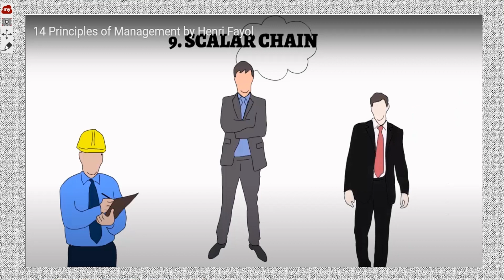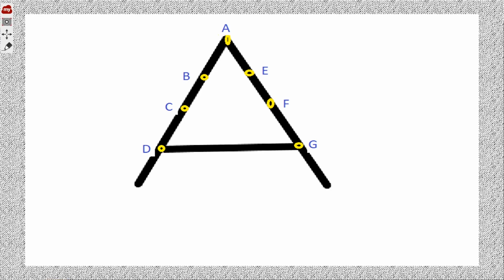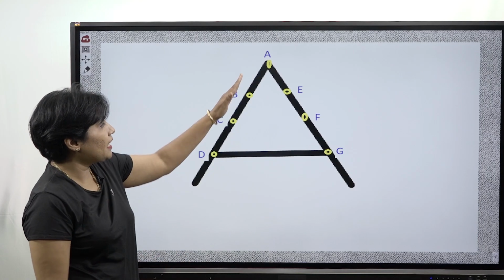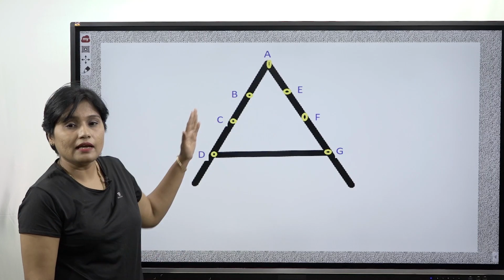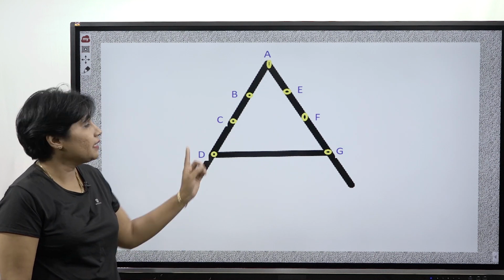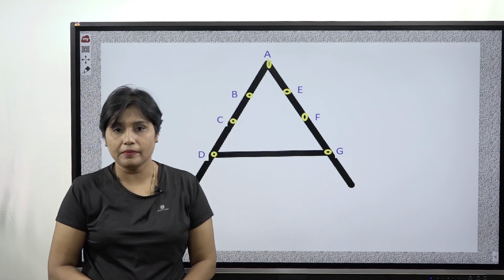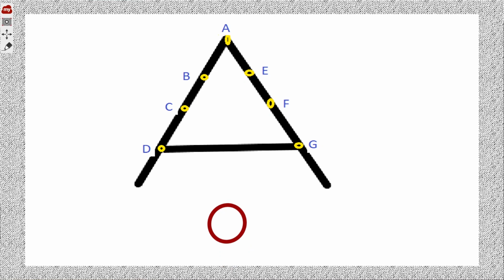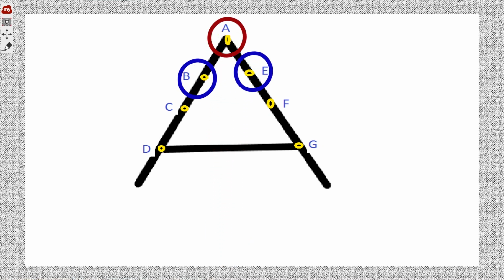This can be explained with the help of a diagram. You can find a symbol of A here. You have two slanting lines. One slanting line represents one department, the other slanting line represents the other department, and common to both, A is the top management. B and E fall in the general manager level, E and F fall in the manager level, and D and G fall in the employee level.